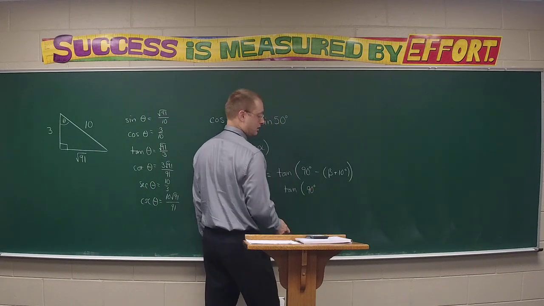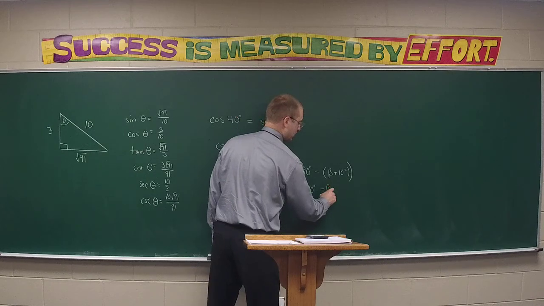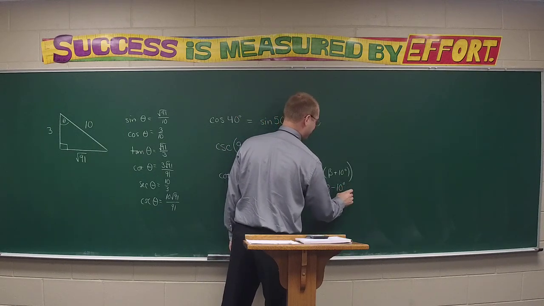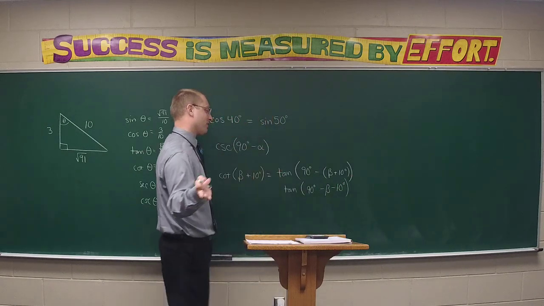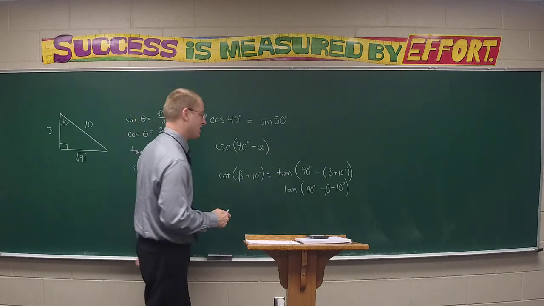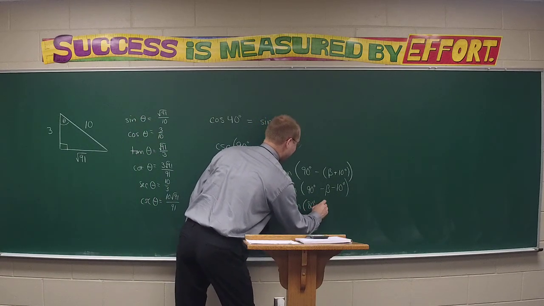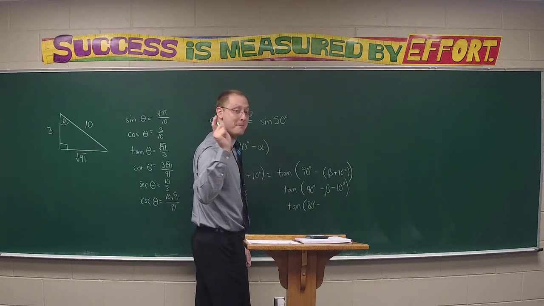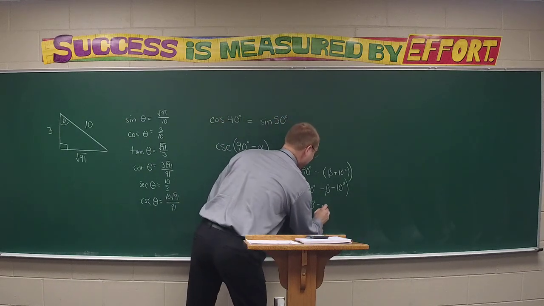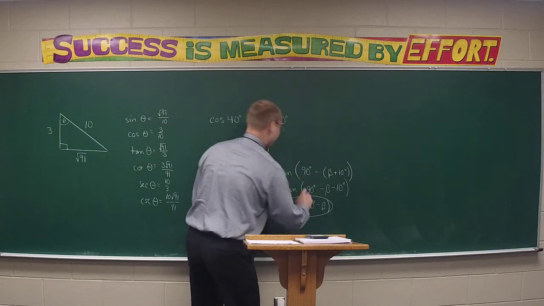Right, to get 90 minus beta minus 10 degrees. We'll combine our like values, the 90 and the negative 10, to get 80 degrees minus beta. Tangent of 80 degrees minus beta. And there's our answer there.